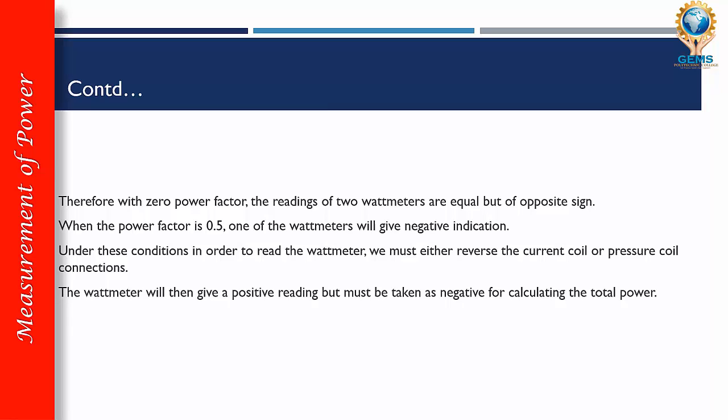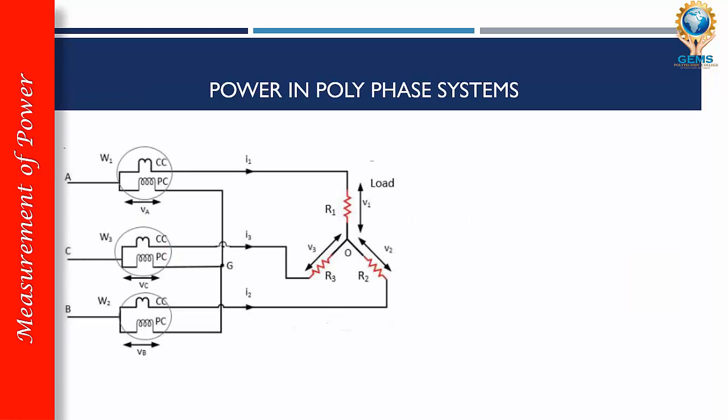So this is the inference of the previous derivation, that is when the power factor is 0.5, and when the power factor is 0 and phi is equal to 90 degrees. This is the inference. Now we will see how to calculate power in polyphase systems.